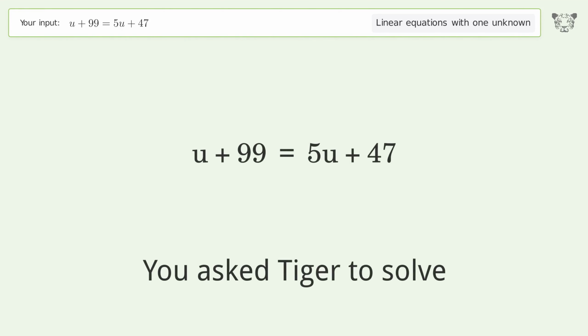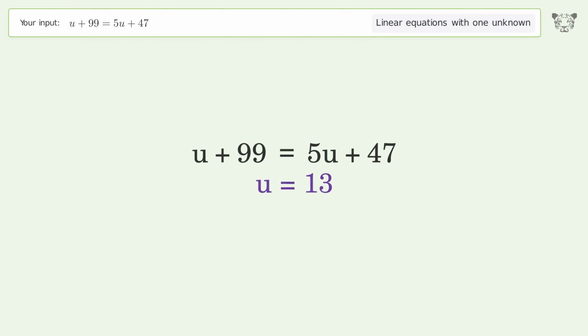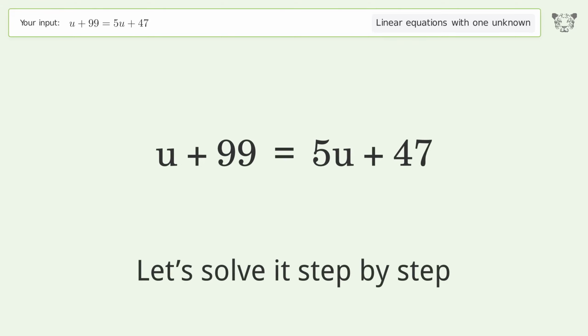You ask Tiger to solve. This deals with linear equations with one unknown. The final result is u equals 13. Let's solve it step by step.